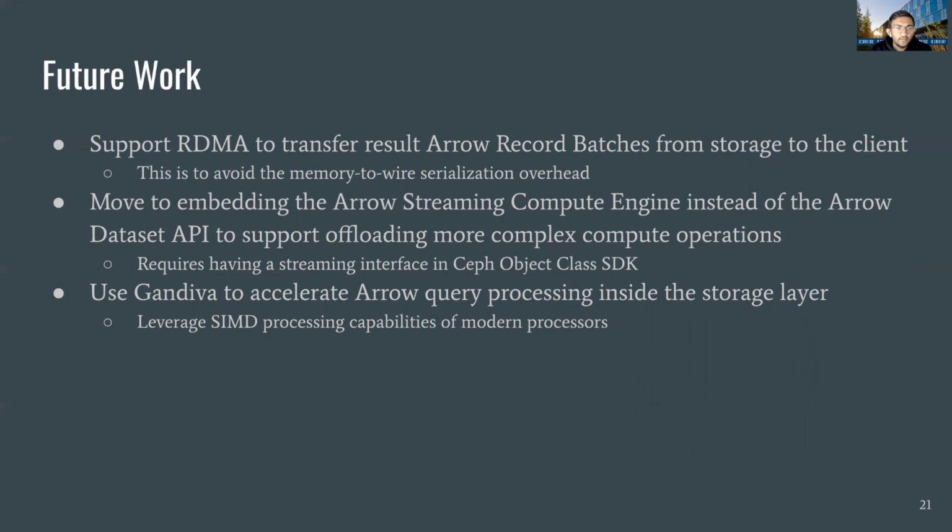Also, the current version of Skyhook uses the Arrow Dataset API for doing the selection and projection inside the storage layer. We aim to move to the Arrow streaming compute engine to take advantage of the streaming interface for performance, and also to be able to execute much more complex operations that Arrow supports, such as group-bys, aggregations, other string operations, etc., rather than just supporting a simple selection and projection.